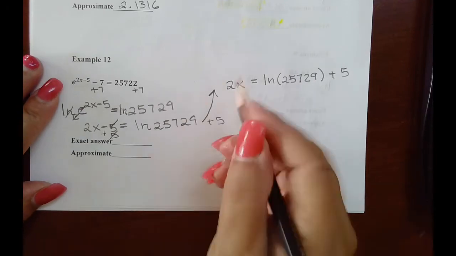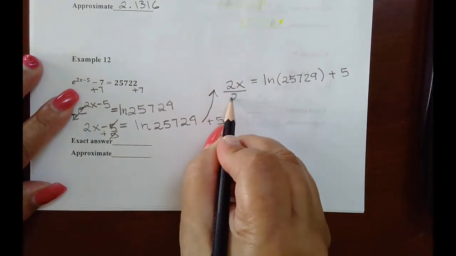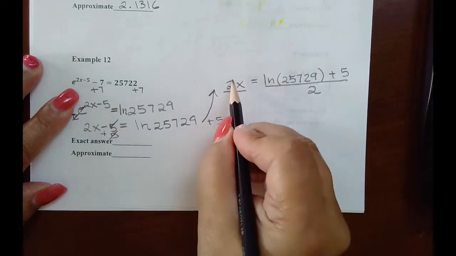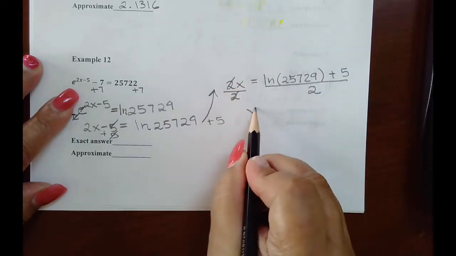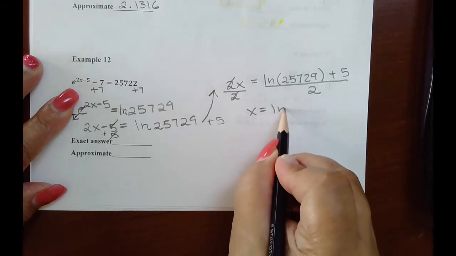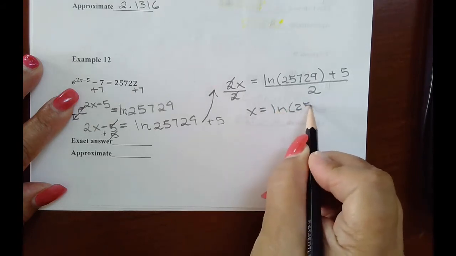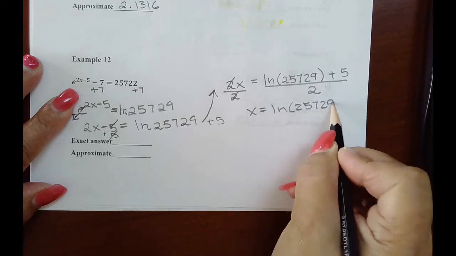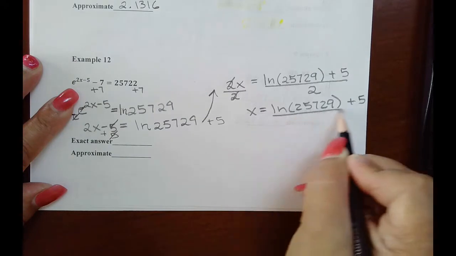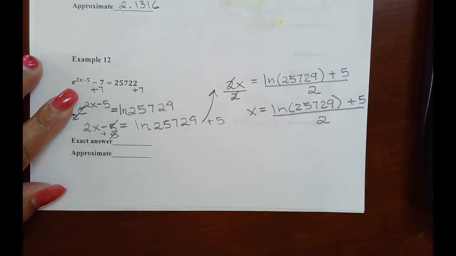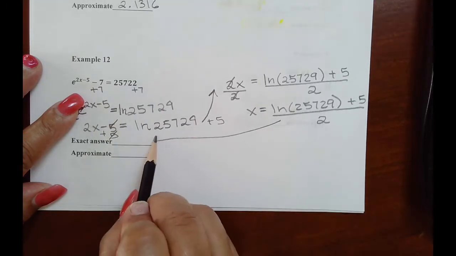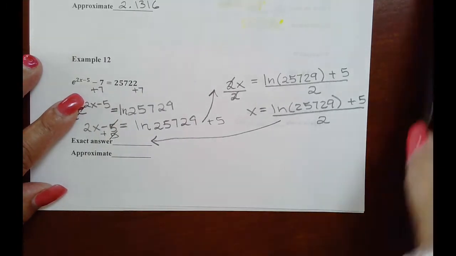And then it just has 5 added, and then we're going to be dividing by 2, dividing this side by 2. So this cancels, leaving you with ln of 25729 plus 5 divided by 2. And then you press it into your calculator exactly like that. So this would be your exact answer.